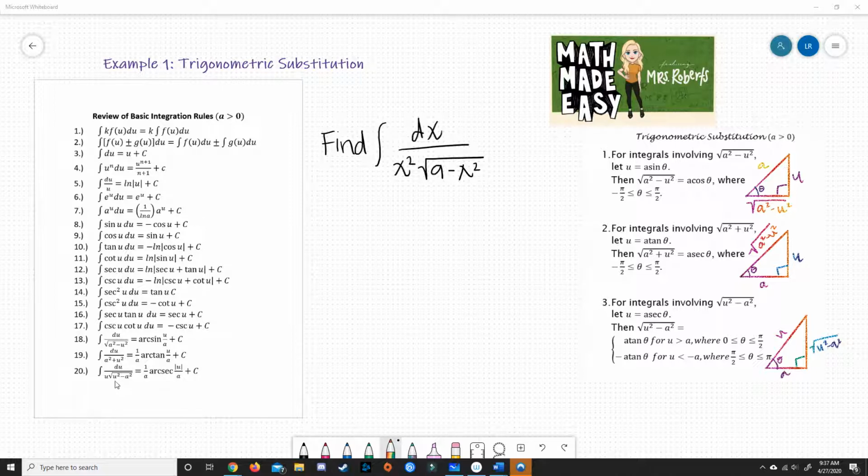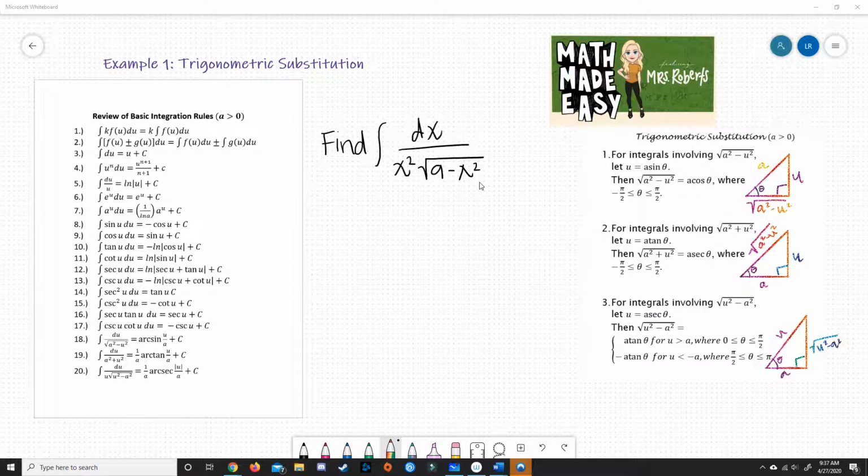Because remember, u would be the x component of it. And this is saying u squared minus a squared. Well, we have a squared minus u squared. So none of those are actually going to work. And so we need to try something else. And we're going to try trig substitution. It's okay if at first you don't recognize that these are supposed to be trig substitutions. That will come with time.